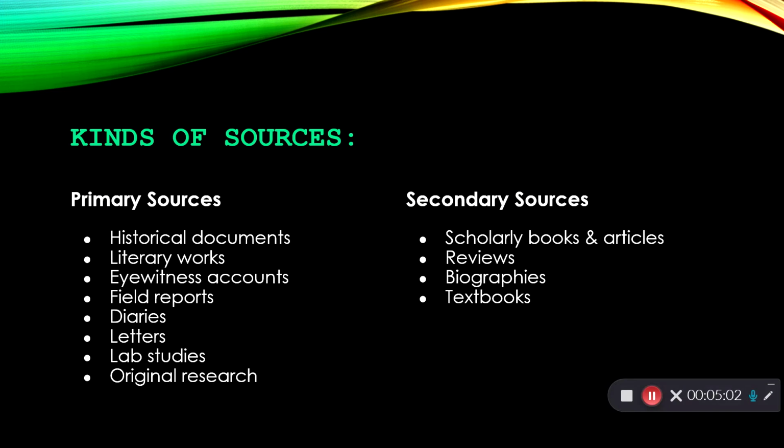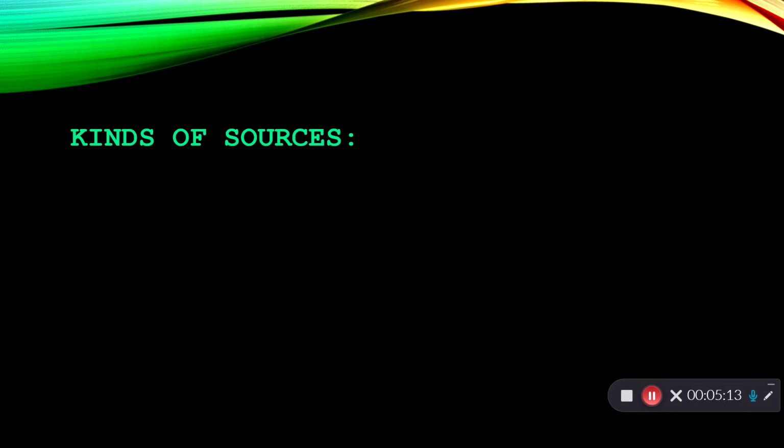Textbooks, so all your textbooks are going to be secondary. They've gotten the information from somewhere else. Basically, a secondary source is any other work that interprets or discusses a primary source. Okay. So we have our kinds of sources.